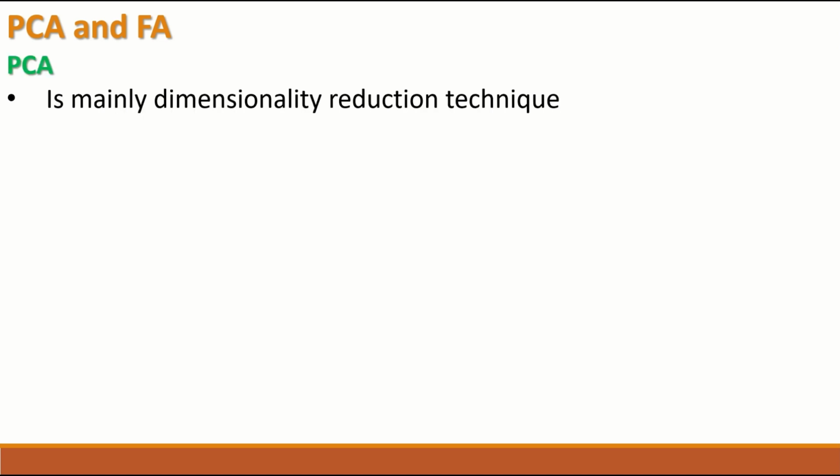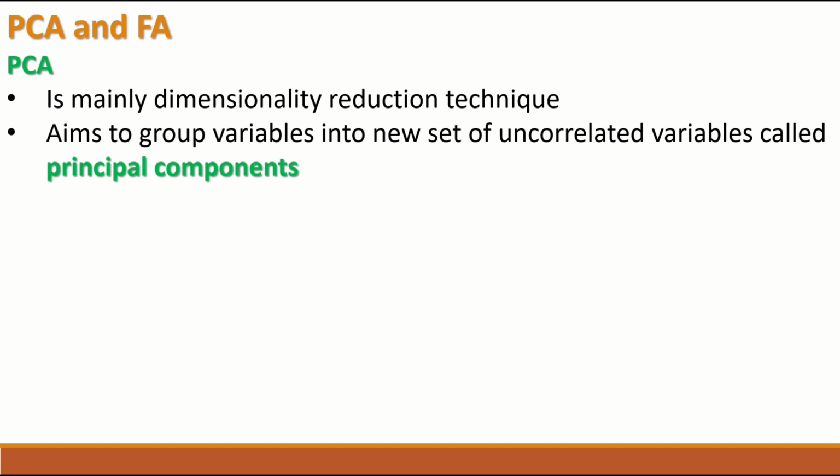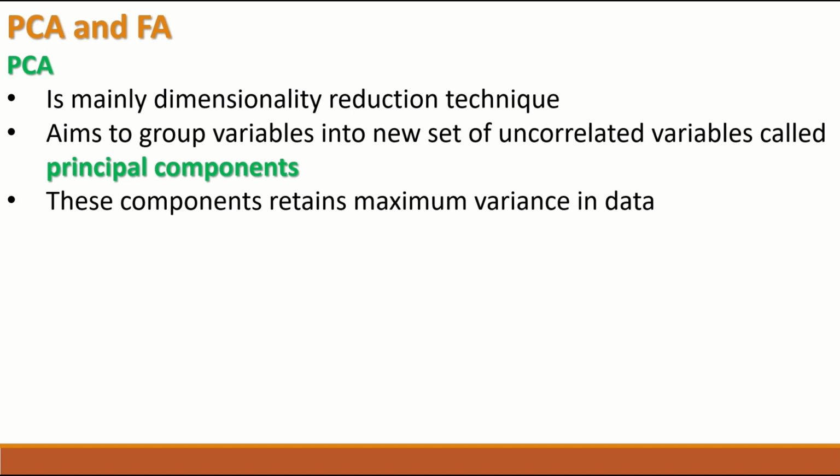PCA is merely a dimensionality reduction technique. It aims to group a set of variables or items or questions from a survey or questionnaire into a new set of uncorrelated variables called principal components. That is the main objective of performing PCA, to generate principal components, grouping this collection of variables into components. These components retain maximum variance in the data.